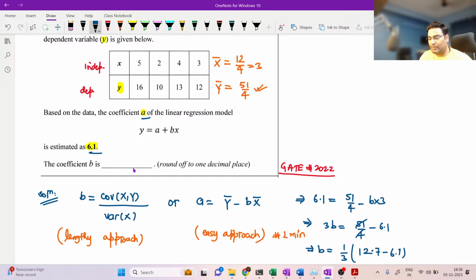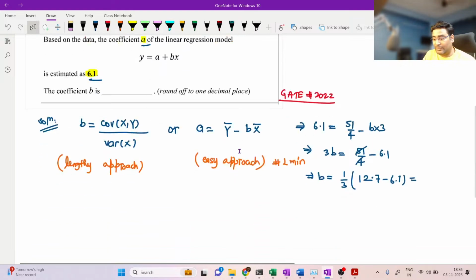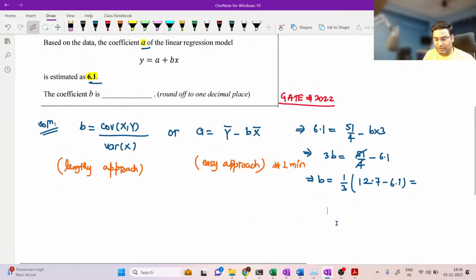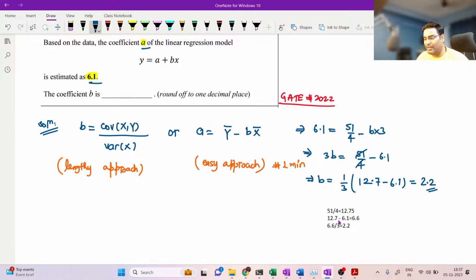12.7 minus 6.1. Roughly I'm saying, guys. OneNote has some cool features, so you could have also calculated this 51 by 4. See, 12.7. Can you see this? 12.7 minus 6.1 is 6.6, and then you divide by 3, 2.2, right, guys? So B is coming out to be 2.2. GATE does give you some calculator, so don't worry.